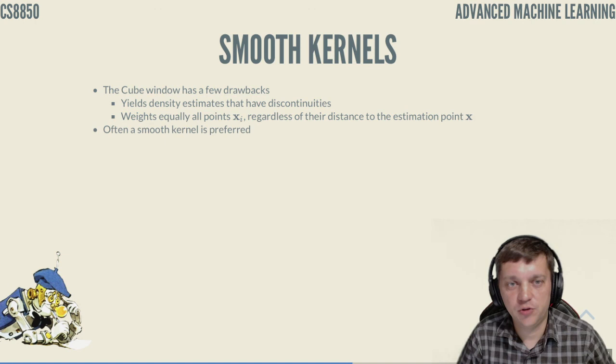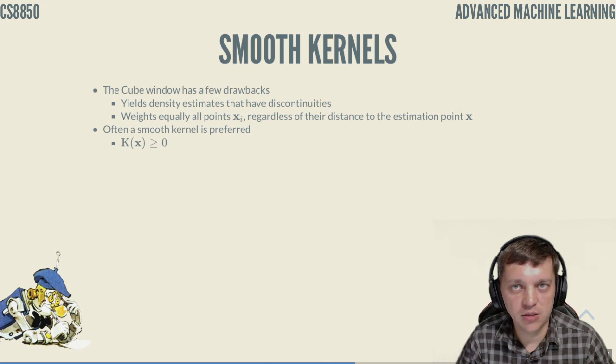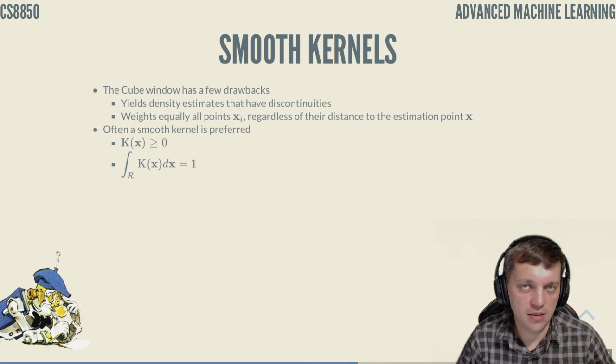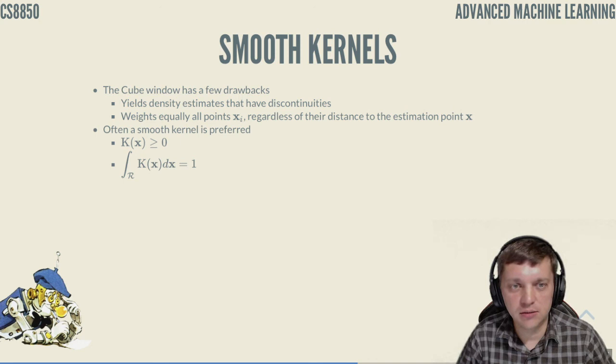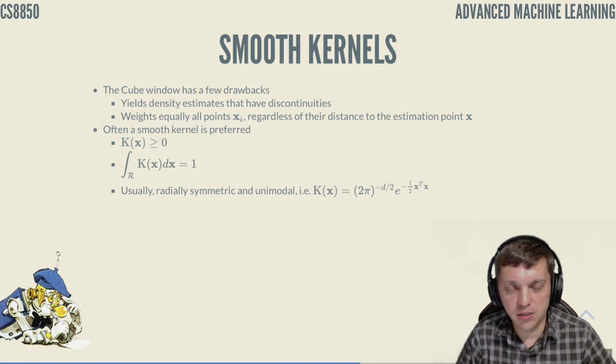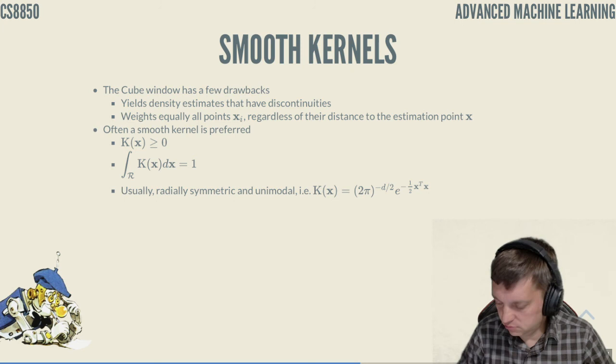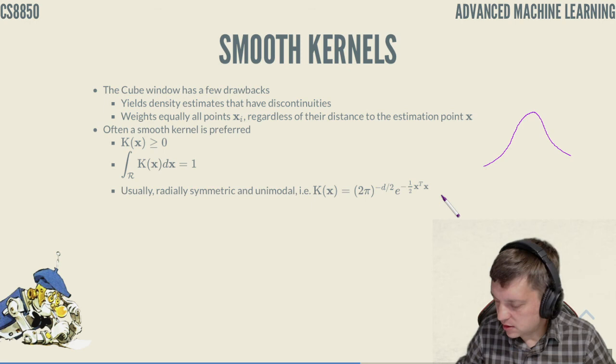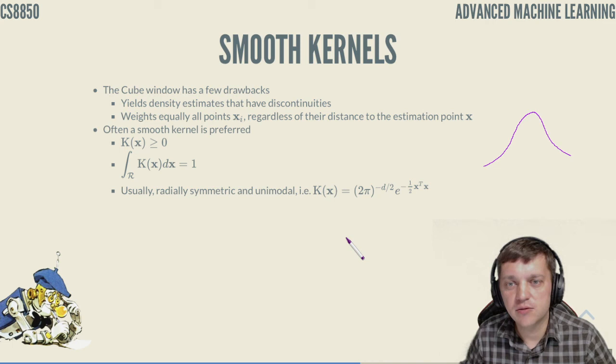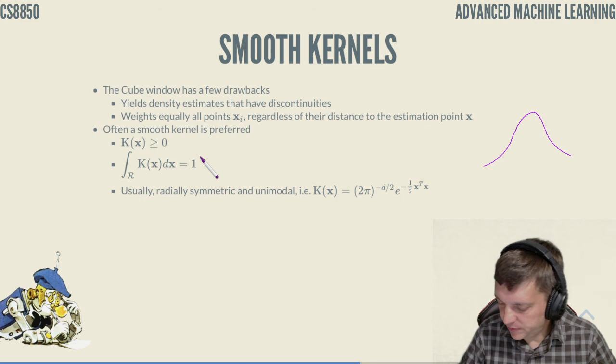So a kernel, to work, has to obey a few principles, a few requirements. It has to be non-negative, so zero or larger at any point, and it also has to integrate to one within the domain that it's defined on. And usually we prefer, it's not a requirement, but usually we prefer radially symmetric and unimodal kernels. For example, this radial basis function. However, this is just like a Gaussian without any covariance matrix. And because of that, we don't care too much about normalization, by the way, but yet we do.